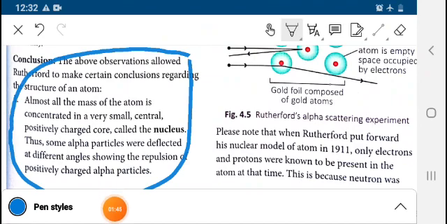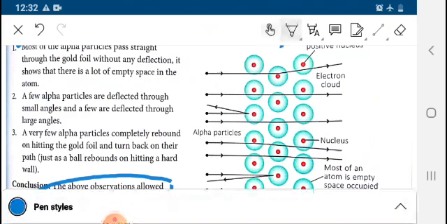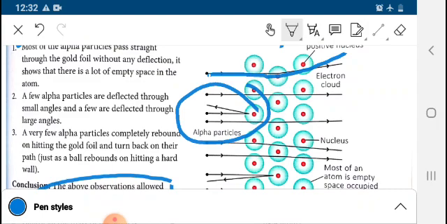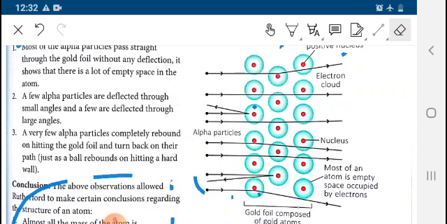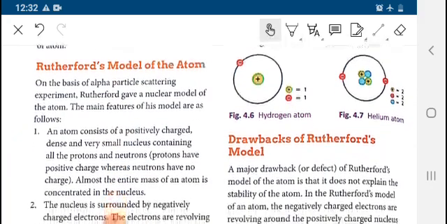That is, some alpha particles were deflected at different angles, showing repulsion. You can see in the diagram that many of the alpha particles are being deflected from their path, and one of the alpha particles is reverting back by a large angle change, and a few of the alpha particles are returning back by 180 degrees, which proves that the positive charge is concentrated in the center. So this was the Rutherford model.